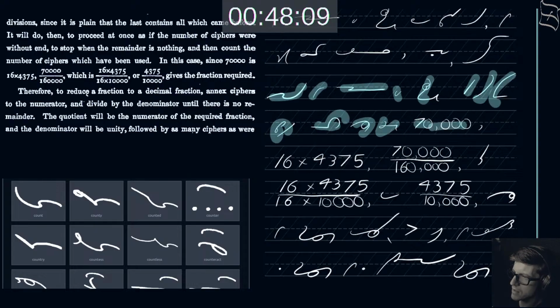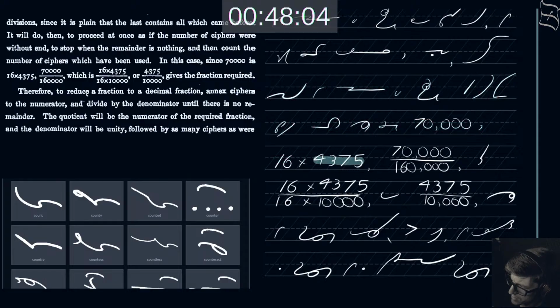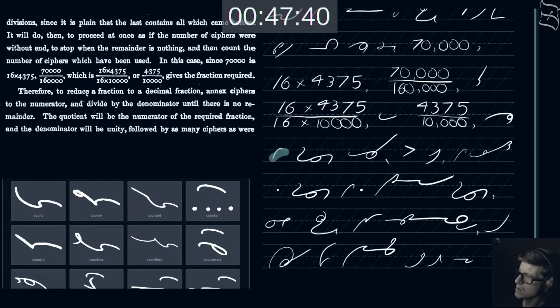Since 70,000 is 16 times 4,375, 70,000 over 160,000 is 16 times 4,375 over 16 times 10,000, or 4,375 over 10,000, which gives the fraction required.